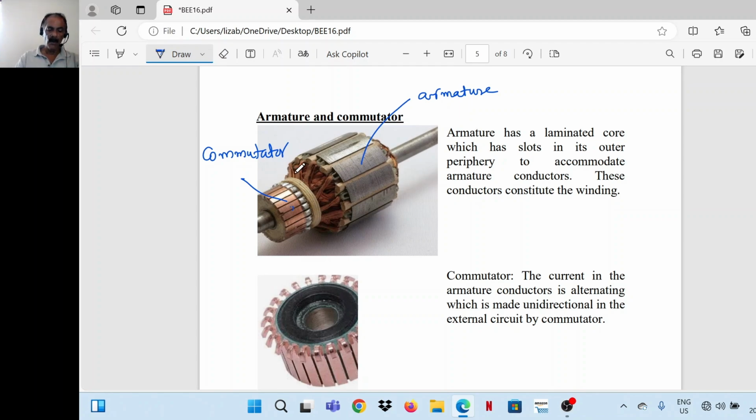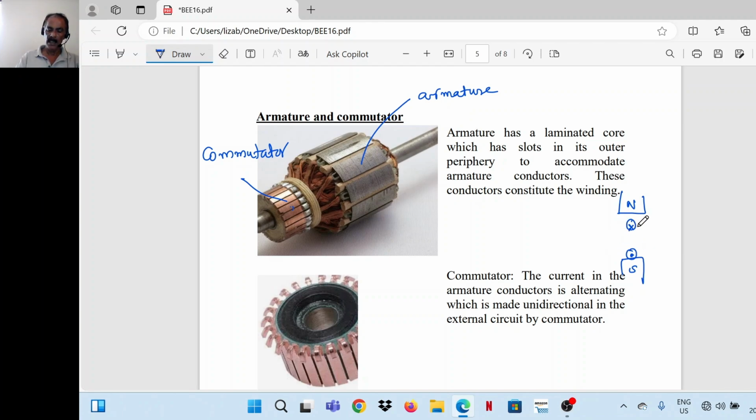So armature has got slots on its outer periphery to accommodate armature conductors. The conductors are connected to this part, which is called the commutator. The function of the commutator is to make the current unidirectional in the external circuit. Say a conductor which is under the influence of a north pole will have current in one direction, and a conductor under the influence of a south pole will have current in the opposite direction.